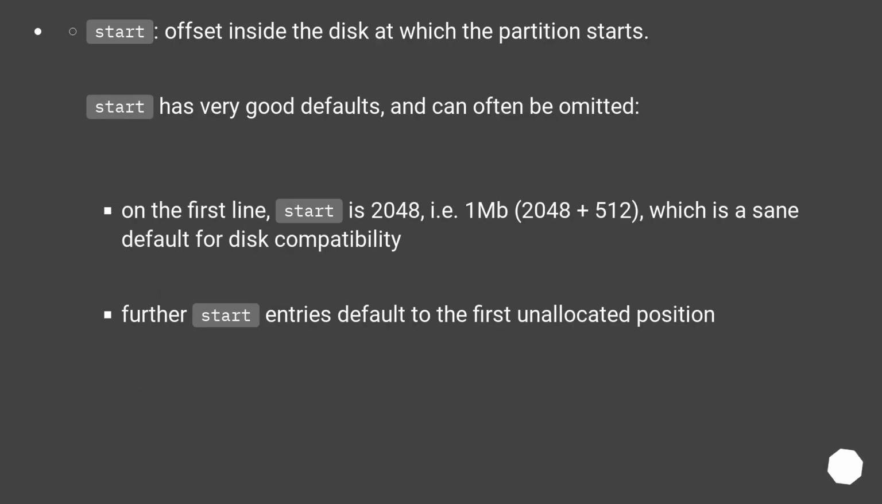Partition lines. Start, the offset inside the disk at which the partition starts. Start has very good defaults, and can often be omitted. On the first line, start is 2048, i.e. 1 MB, 2048 times 512, which is a sane default for disk compatibility. Further start entries default to the first unallocated position.